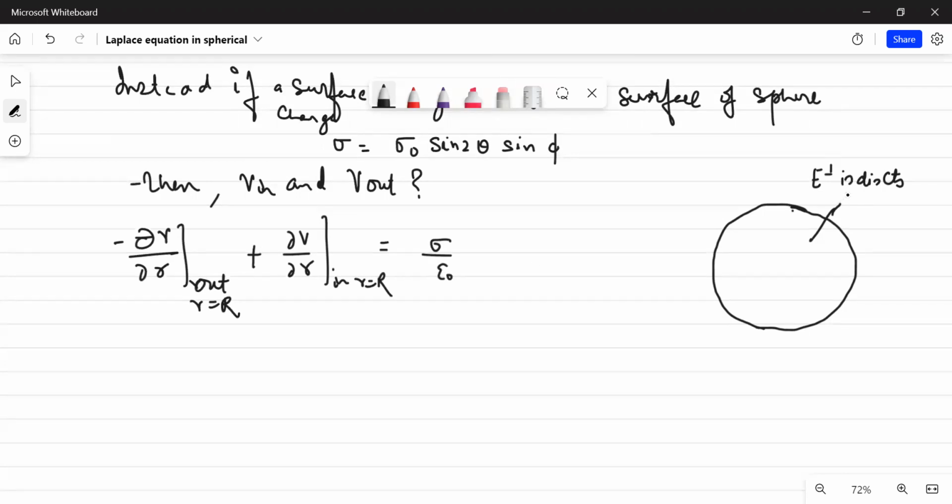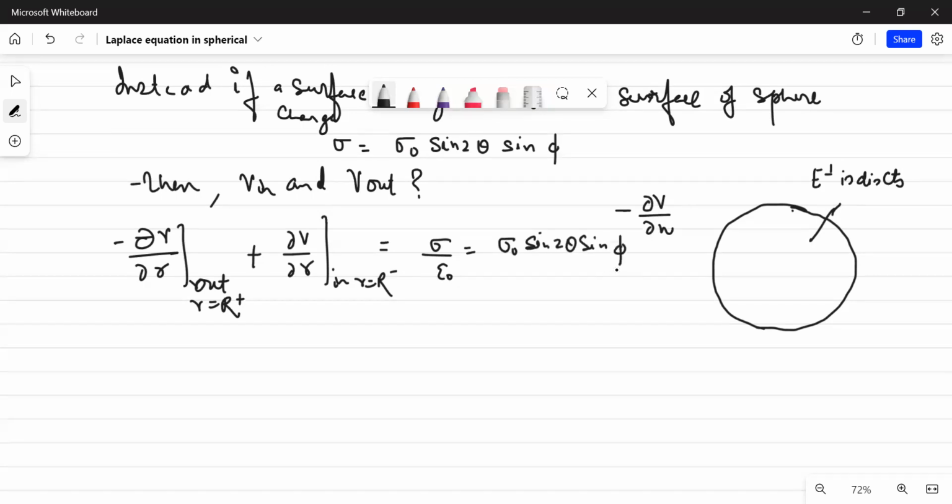Yesterday we told, the normal component of electric field outside minus the perpendicular component inside will give you sigma upon epsilon naught. And what is the normal component of electric field? This is minus del V upon the normal component n. On the surface, the normal component is the radial direction. So I'll simply use this, minus del V upon del R at R plus, and this will be R minus. I hope it is clear. And this will be equal to sigma naught sin 2 theta and sin phi.